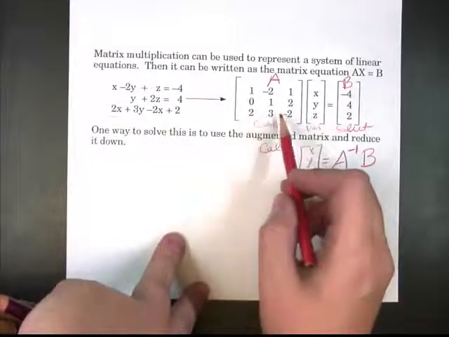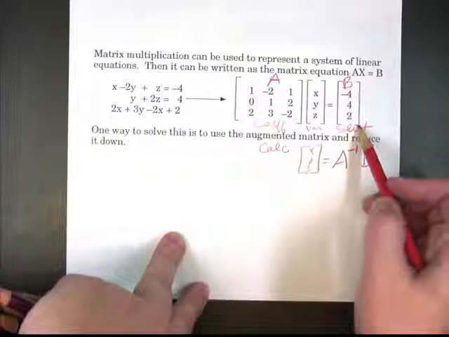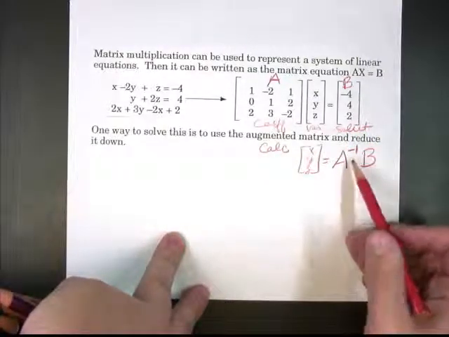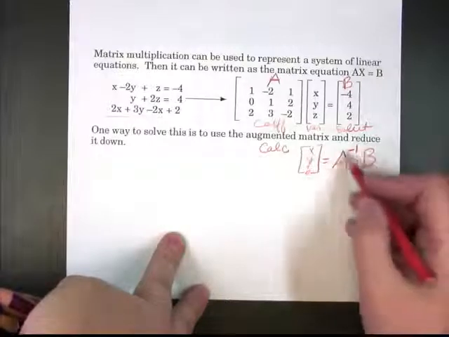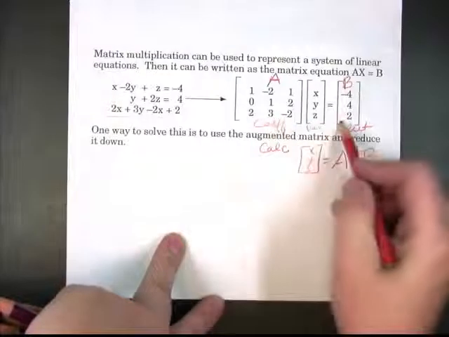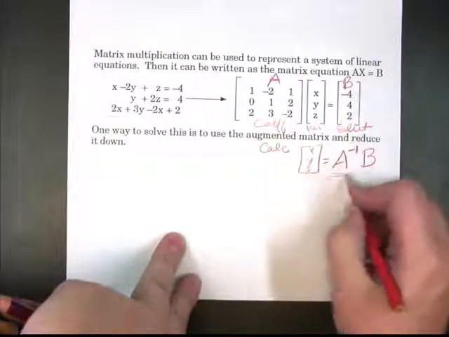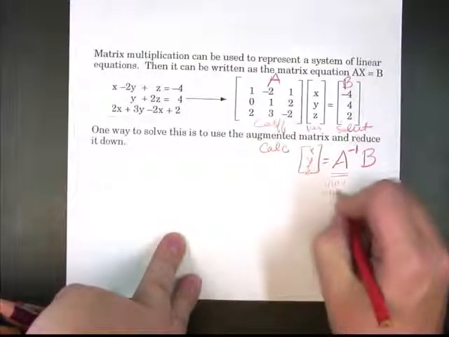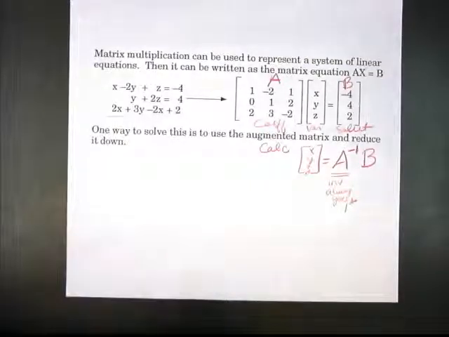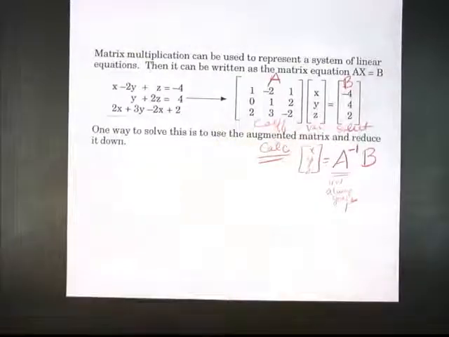But with matrices, you can't divide by a matrix. I can divide by a number, but not a matrix. And so much like our tangents and trig functions, we do inverses, same idea. I do the inverse of A, and I put it with B. The inverse always goes first, if I were to do this with my calculator. Now, we don't have to do it with our calculator.